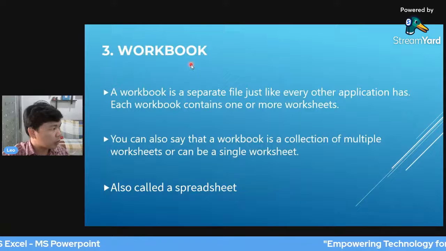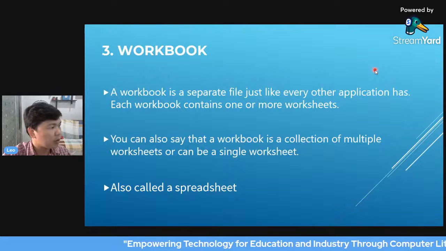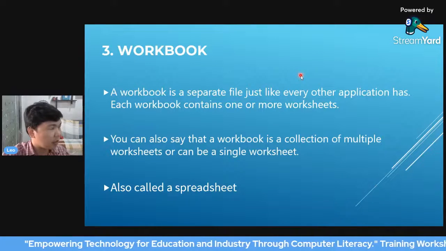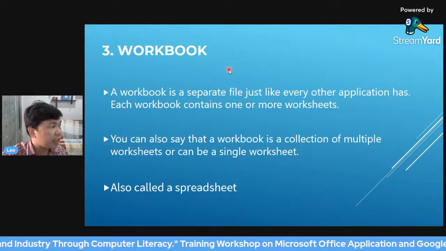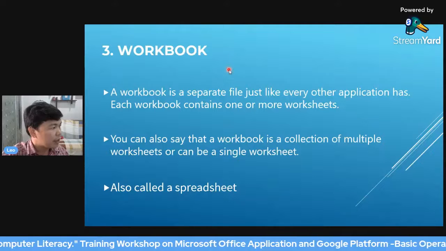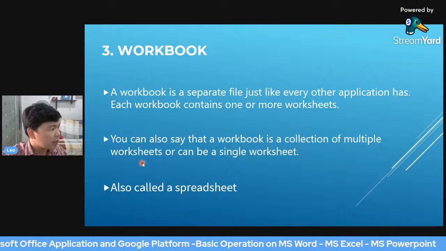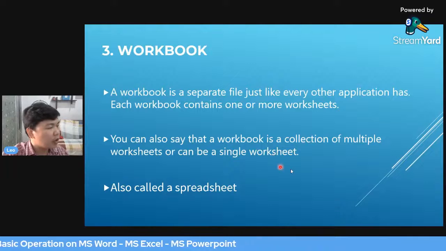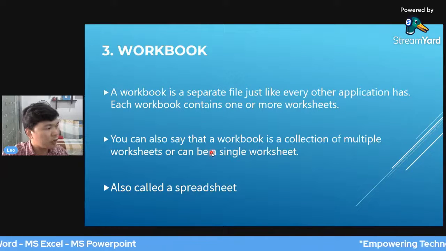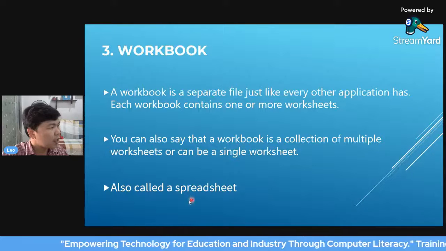Next, the workbook. A workbook is a separate file just like every other application has. Each workbook contains one or more worksheets. Okay, for example, you have a workbook, that's an Excel file, let's consider an Excel file. In a certain workbook, you can create one or more worksheets. So you can also say that a workbook is a collection of multiple worksheets, that can be a single worksheet. So you can have one, two, three, and as many worksheets as you want in a single workbook. Also called the spreadsheet.